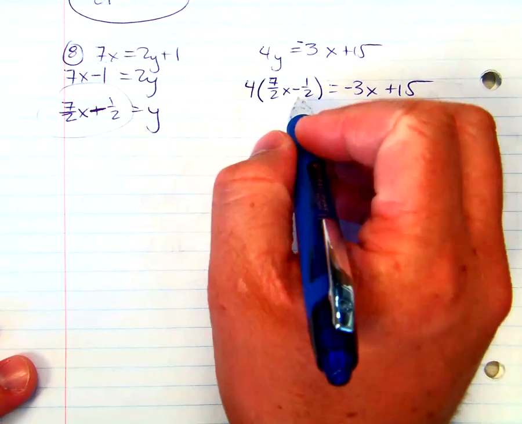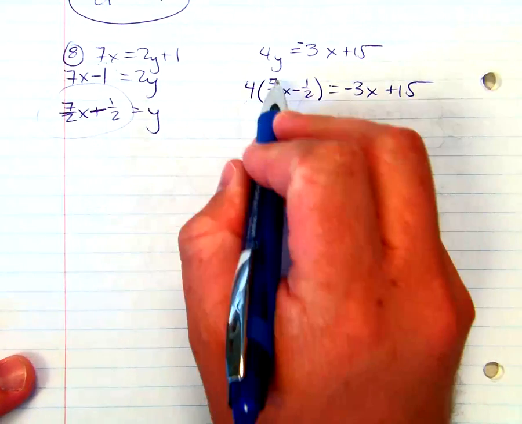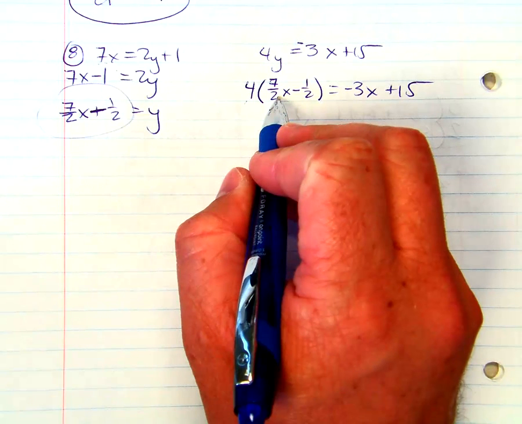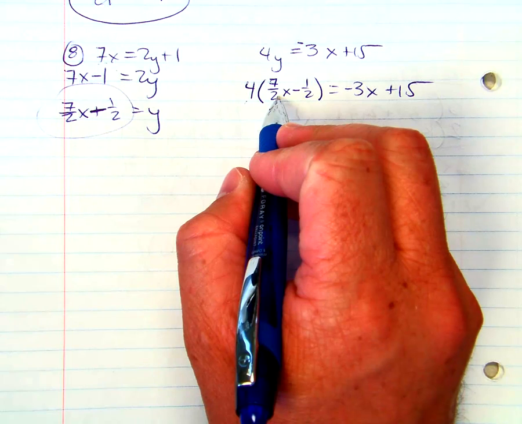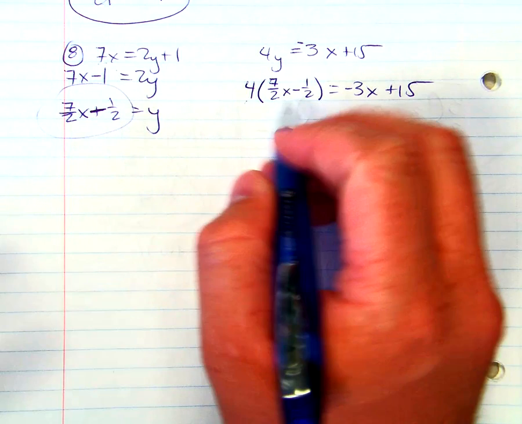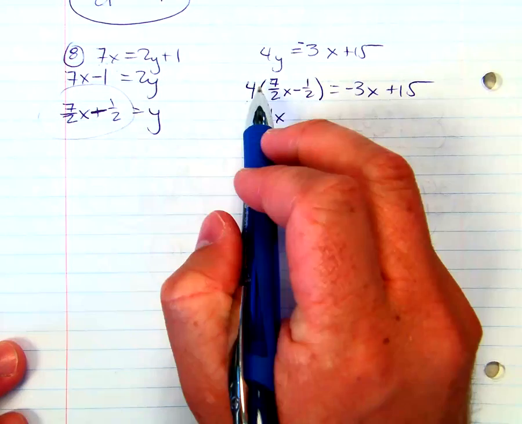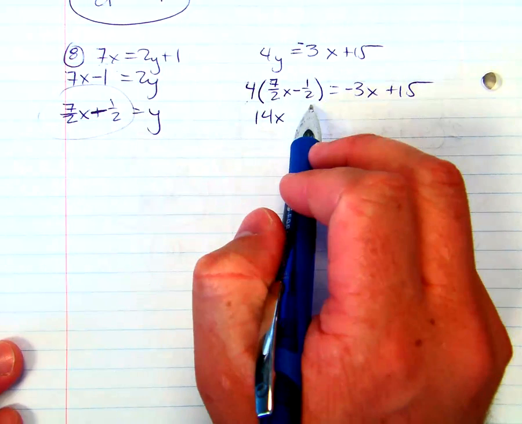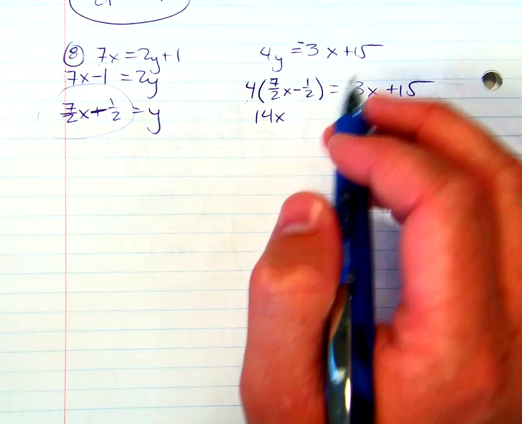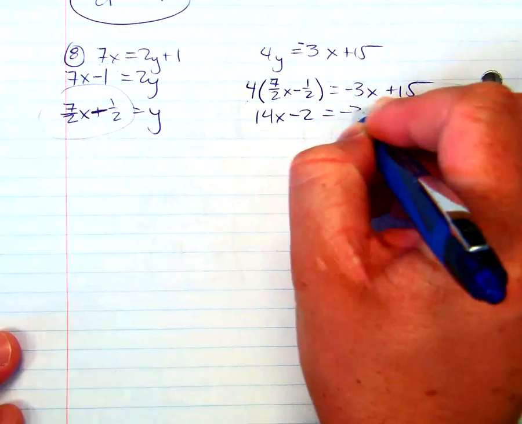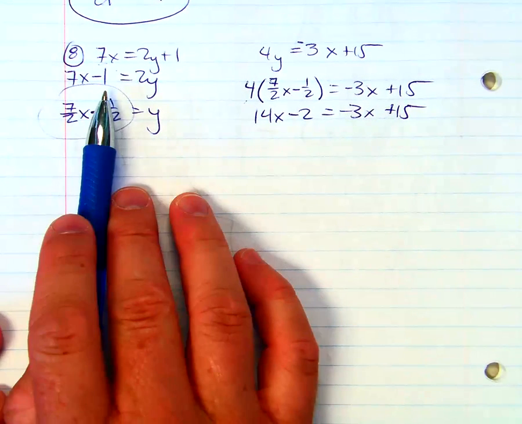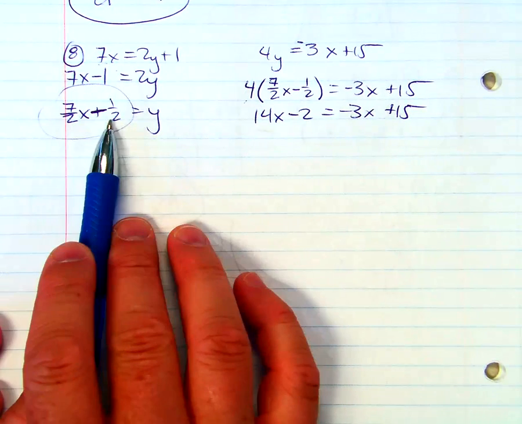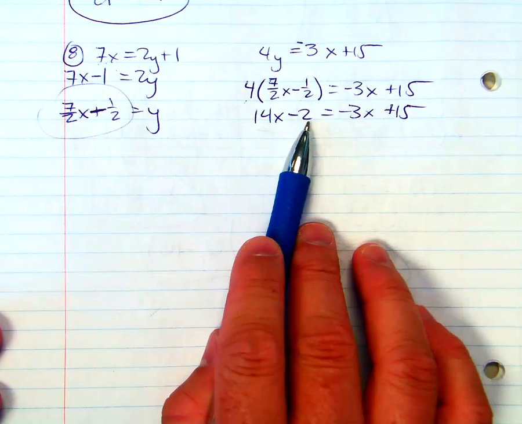Start by distributing. 4 times 7 halves would be 28 halves. What's 28 halves? It's a whole number, right? 14. 4 times 1 half would be 4 halves. What's 4 halves? 2. So we made a good decision here by getting 2's for our denominators, because they turned into whole numbers real quick over here.